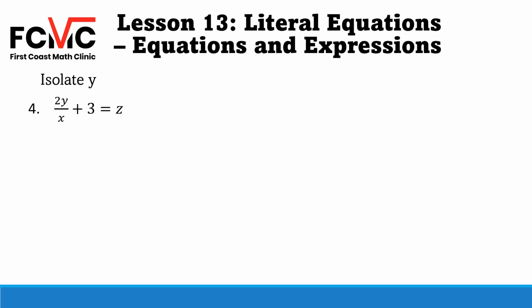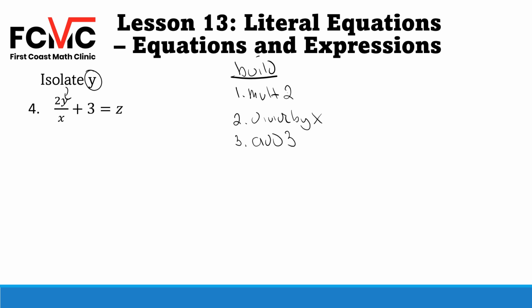So here we've got 2 times y divided by x plus 3 equals z. We want to isolate that y. So we want to get that y by itself. So what's happening to the y? If I put a value in for y, first thing we're going to do, multiply by 2, divide by x, and then we're going to add 3, right? We're following our order of operations. We'd multiply first, divide by x, and then we would add the 3 because we're going to multiply and divide before we would add. So our undo, let's reverse this.